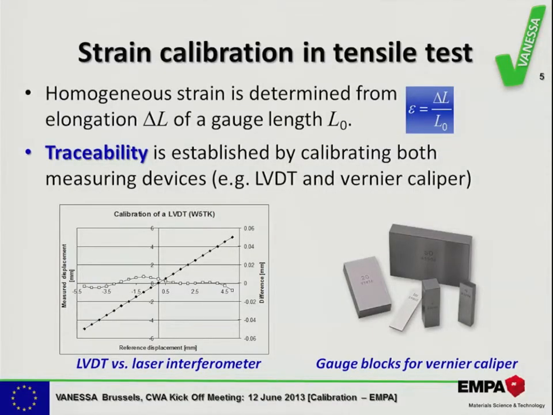For the LVDT, you see on the left side a graph that compares the LVDT readings to a laser interferometer reading, and you expect a straight line if they are perfectly collinear. You also see there is a slight deviation, typical for an LVDT, given in the open dots in the graph. On the other side, if you use the vernier caliper, you might use gauge blocks for this step of calibration.